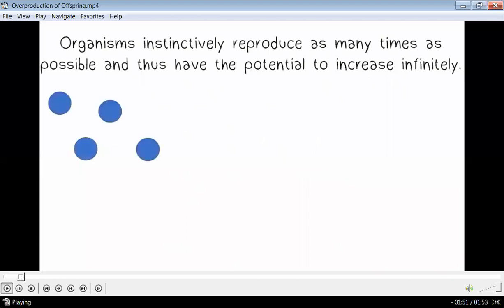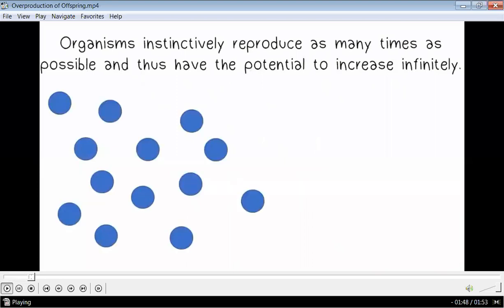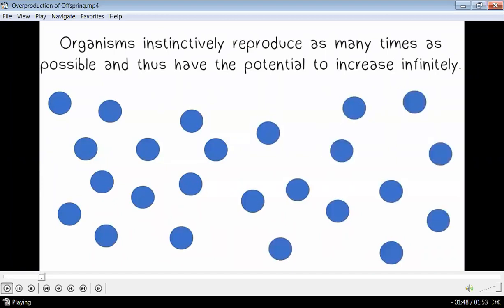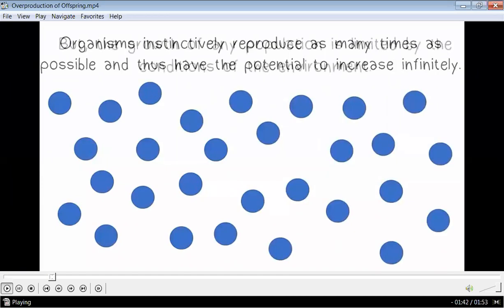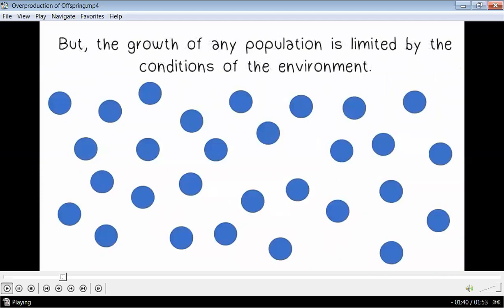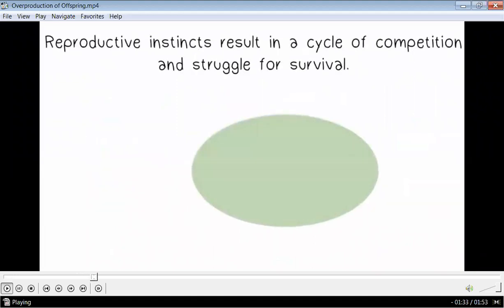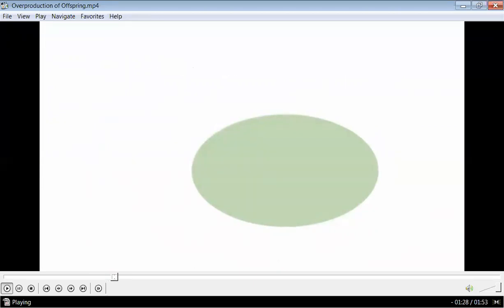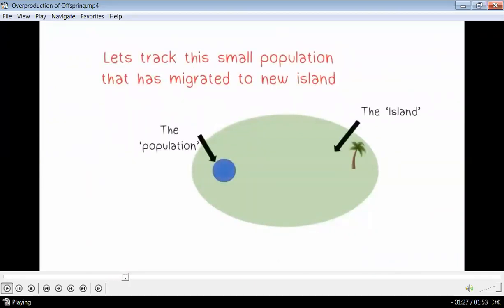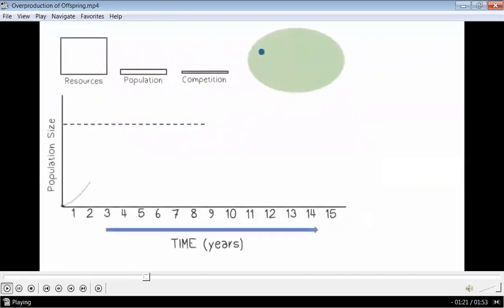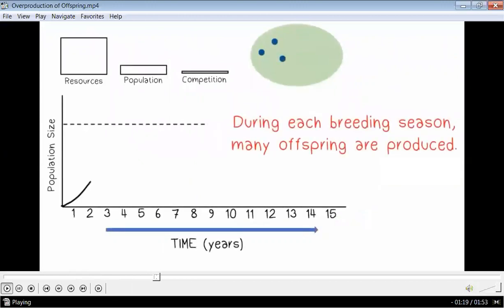Organisms instinctively reproduce as many times as possible and thus have the potential potential to increase infinitely. But the growth of any population is limited by the conditions of the environment. Reproductive instincts result in a cycle of competition and struggle for survival. Let's track this small population that has migrated to a new island. During each breeding season, many offspring are produced.